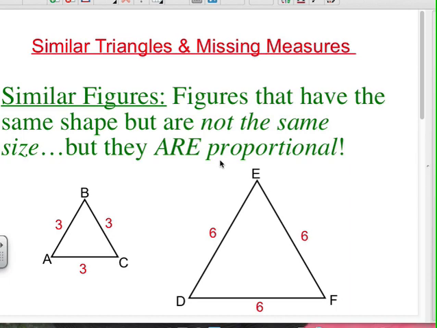First definition is for similar figures. What are similar figures? And specifically today, we're going to really be looking at similar triangles. Similar figures are figures that have the same shape, but they are not the same size, but they are proportional. So it's important to realize that similar figures are not the same size, but they are proportional.